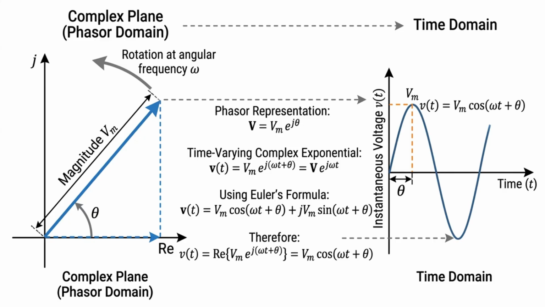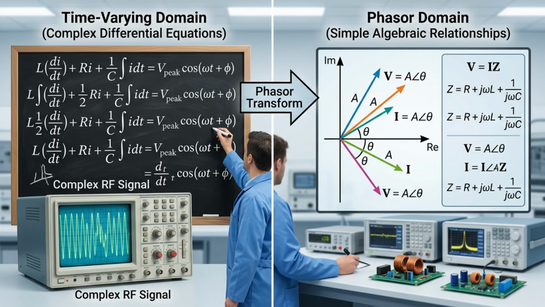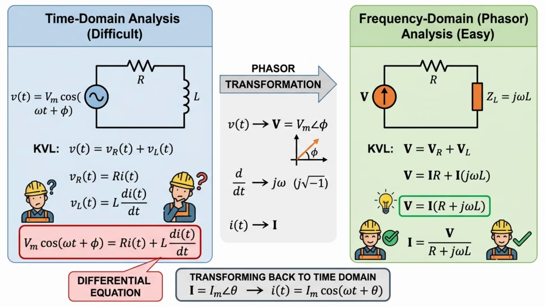The phasor then becomes the constant part of this expression, while the exponential term represents rotation over time. This separation of time-dependent and time-independent components is what makes phasor analysis so powerful in RF engineering. It reduces complicated time-varying equations into simple algebraic relationships. One of the most important advantages of phasors is that they transform differential equations into algebraic equations.